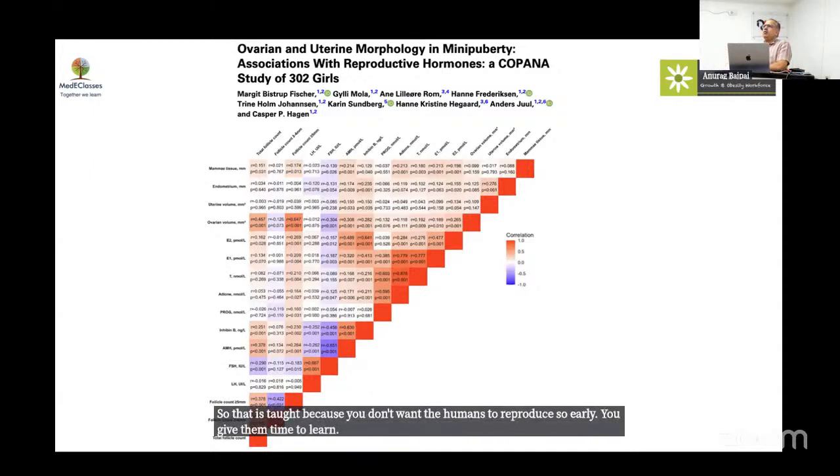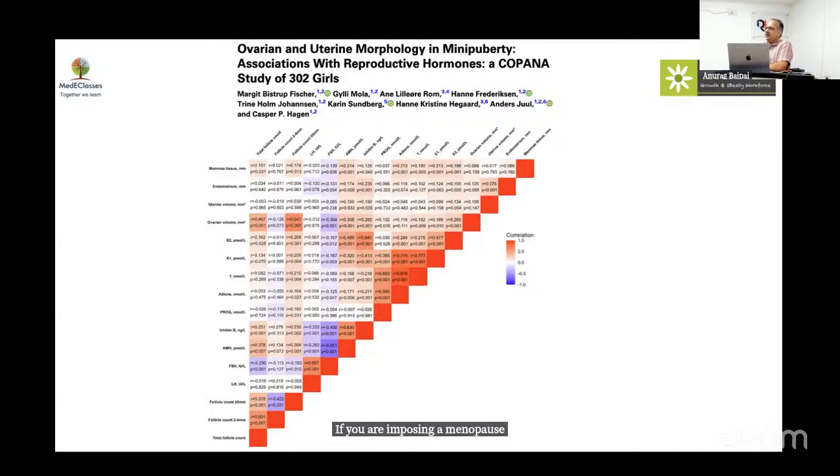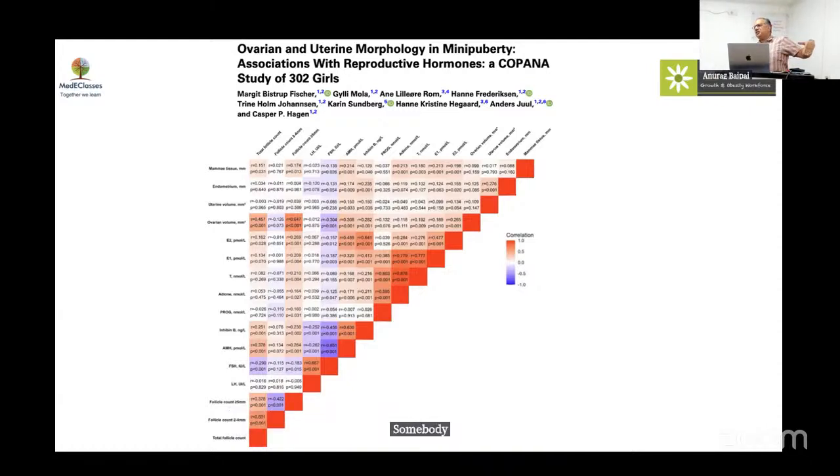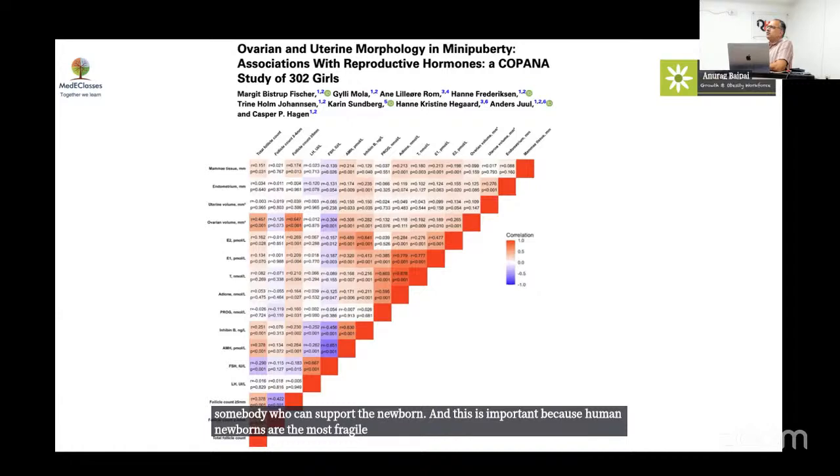If you are imposing a menopause in an older female, what advantage would that have on human society? Just think about it. Suppose you have a young lady who has become a mother. Her mother is still pregnant. Then who is going to take care of the younger one? So menopause is basically nature's way of providing an additional person who can support the newborn. This is important because human newborns are the most fragile overall, and that is why the concept of menopause is also very significant.